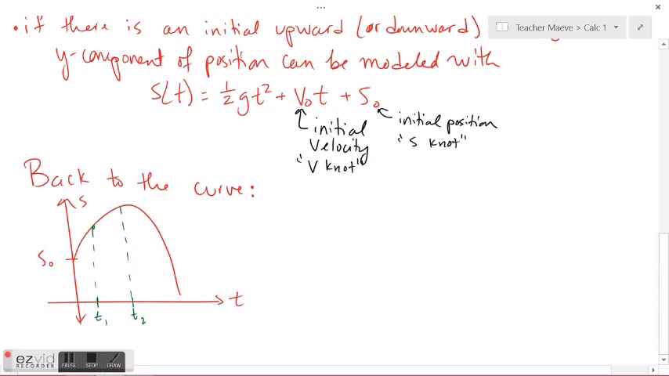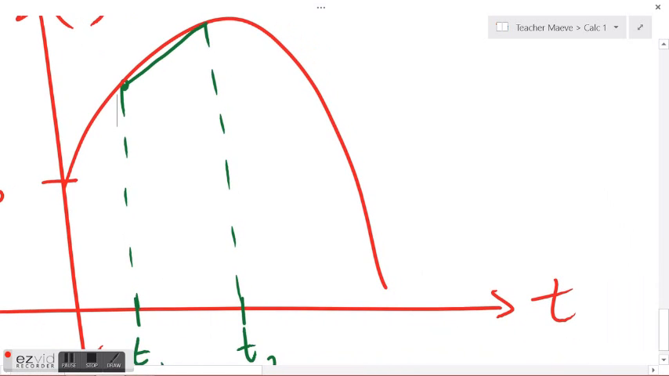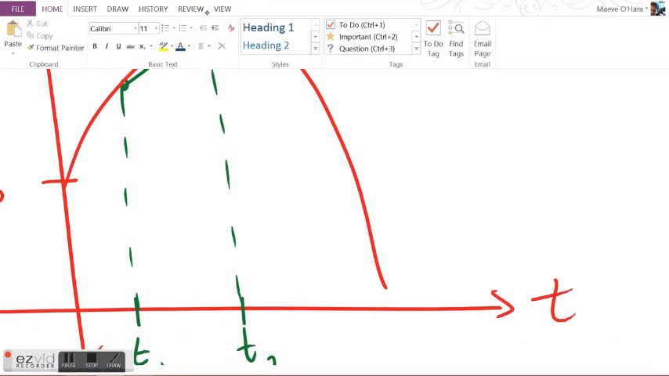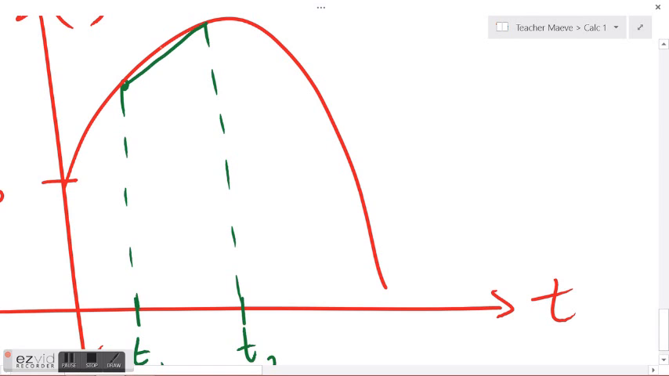So I can take the secant line between them, and that's my average rate of change of position over time. So that's my average velocity. Get it? Position divided by time. Wouldn't it be velocity? Yeah, it would. So the secant gives me my average velocity over that time interval.